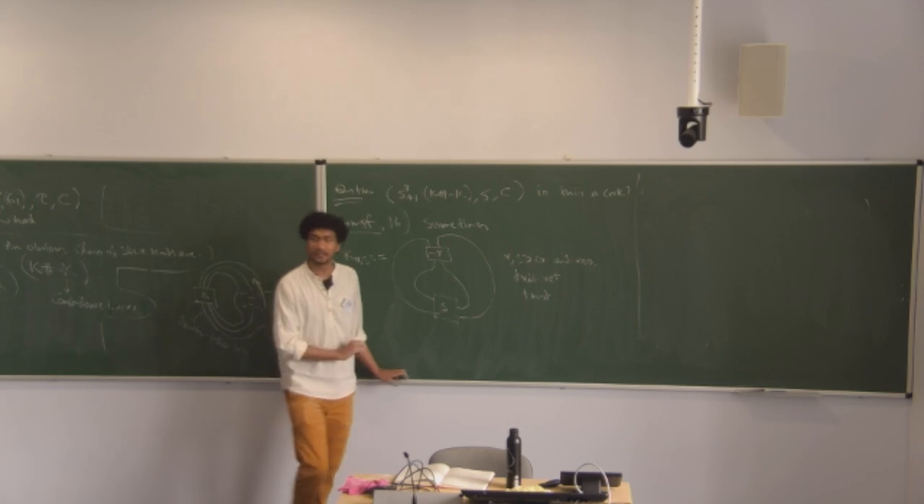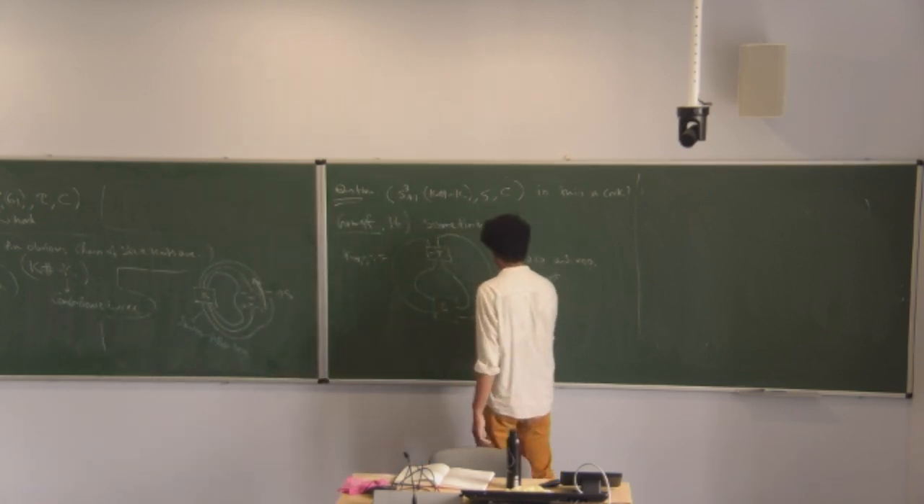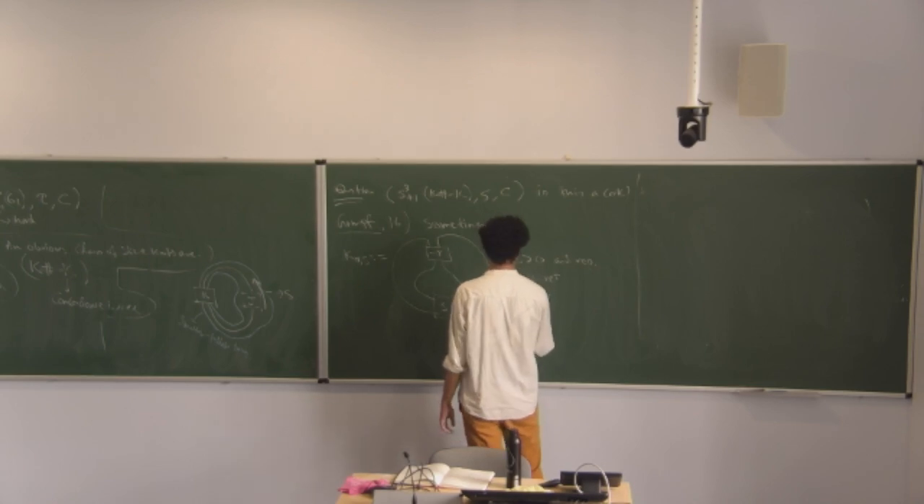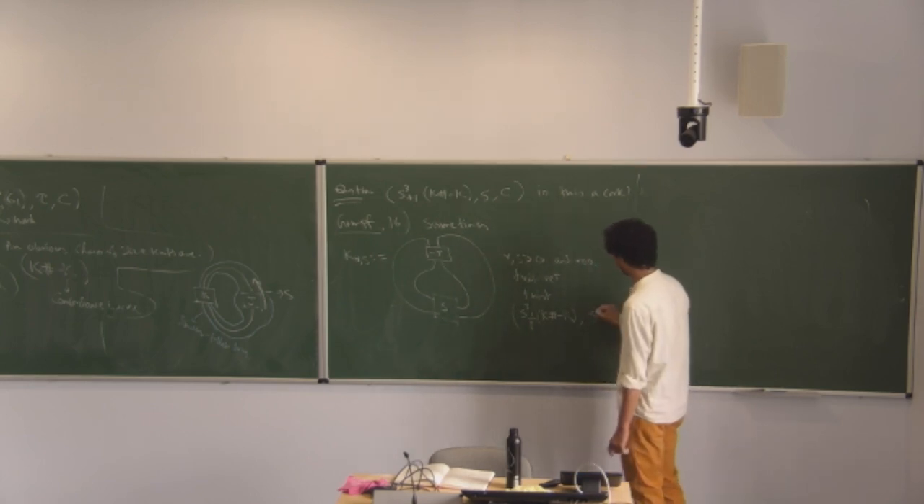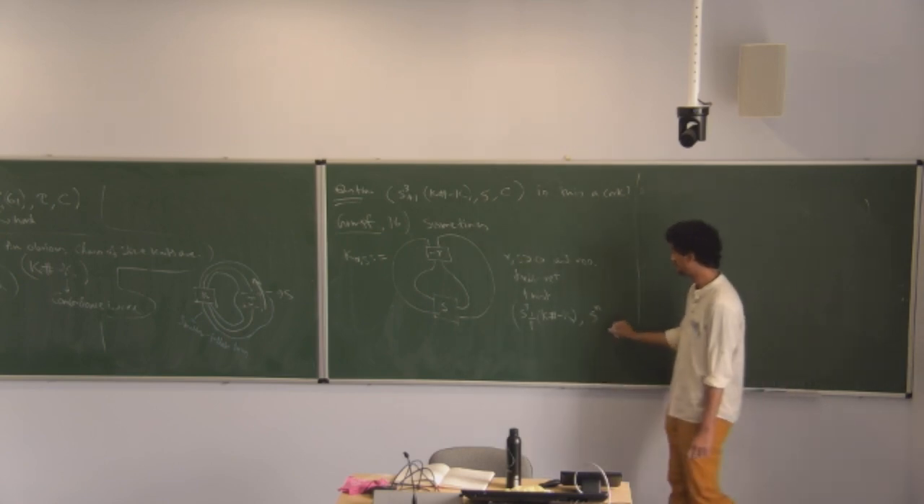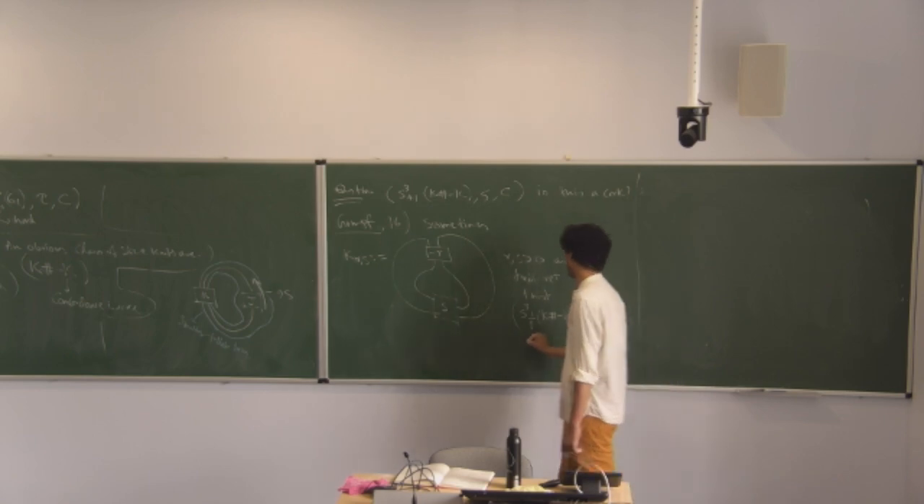And in fact, he showed something slightly stronger. What he showed is that if you consider 1/n surgery on k connect sum minus k, and the power of s could be any natural number, then this is a cork.